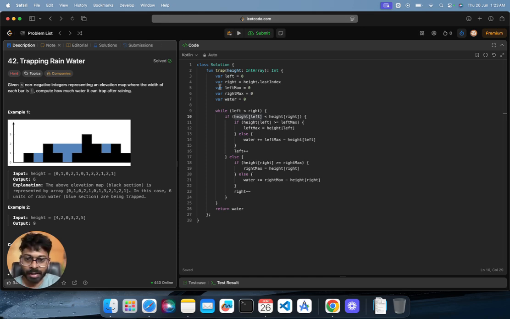And if we look at the code, first we have left, which is 0, and right, which is the last index, height dot size minus 1. We have a left max which is 0, and a right max which is 0. In the very first case, we ask whether left is less than right, and usually the case here would be that left is less than right, because this is 0, this is height dot max.